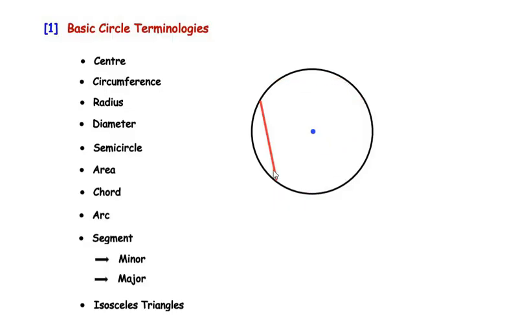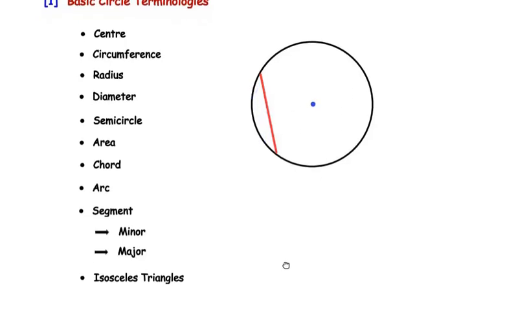When we draw a chord, it divides the entire circumference of the circle into two parts. So this becomes the minor arc, the small arc, and this becomes the major arc. The chord also divides the entire circle into two segments. One is the small segment called the minor segment, and the larger part is called the major segment.